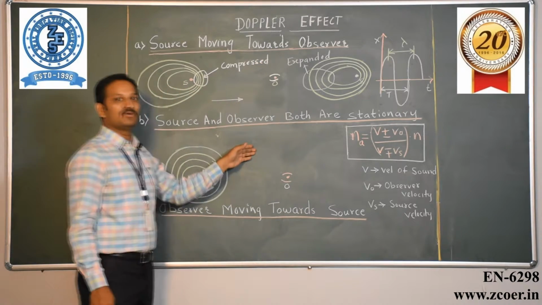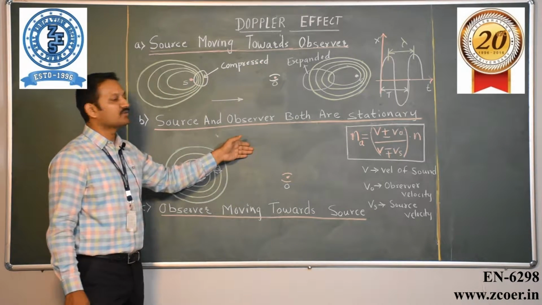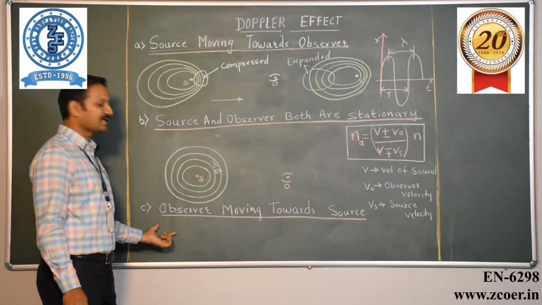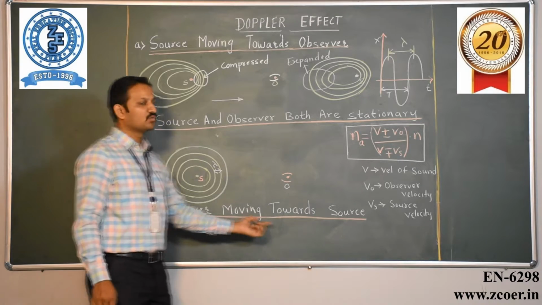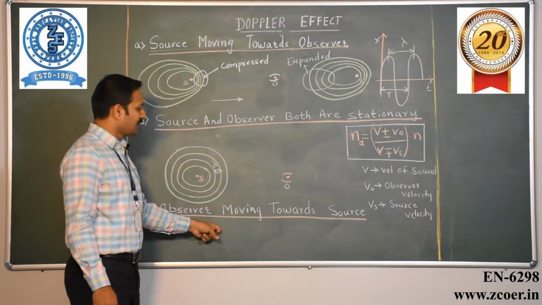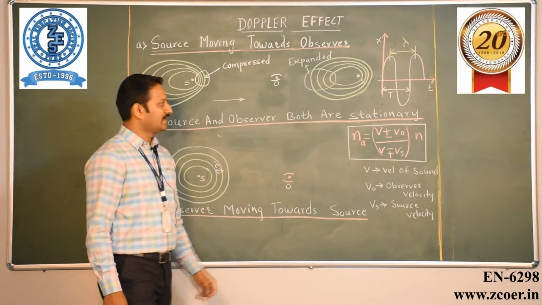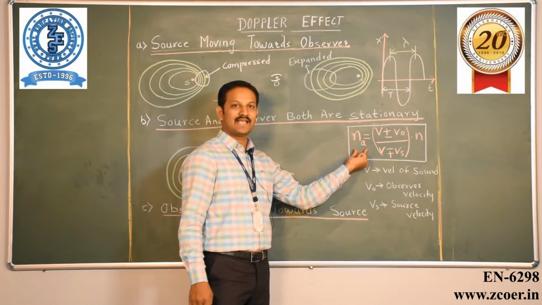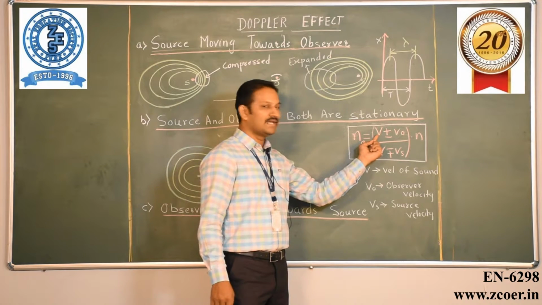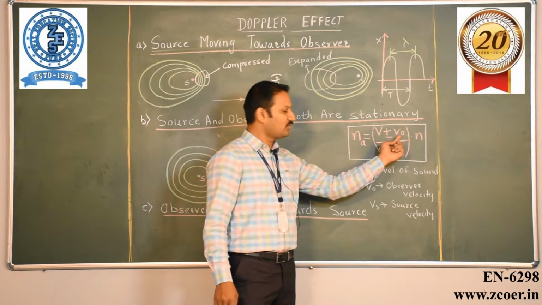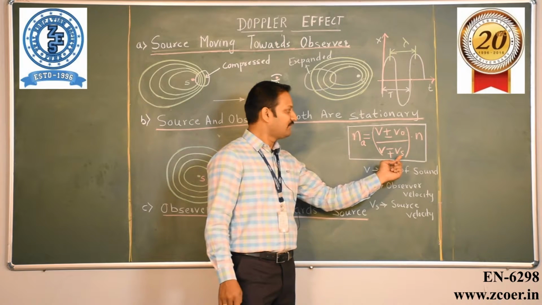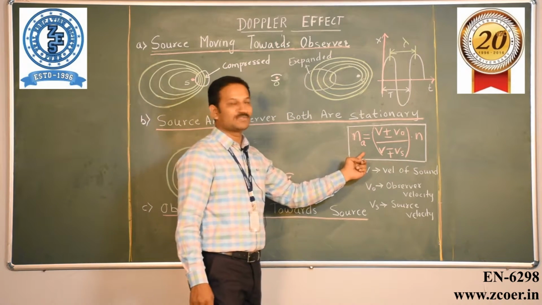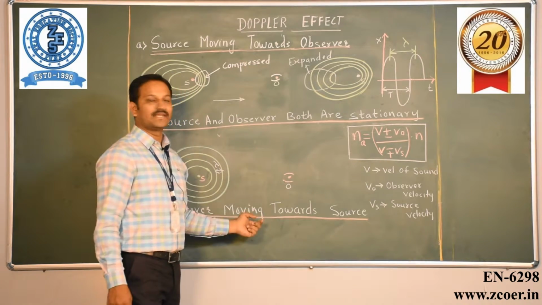We were discussing about the source moving towards observer, source and observer when both are stationary, and the third case, that is observer moving towards source. Now this case is vice versa of the previous case. Let us discuss this mathematical expression. Now what is n'? n' is apparent frequency, V is the velocity of sound, Vo is the velocity of observer, and Vs is the velocity of the source. Now let us discuss this mathematical expression using these three cases.